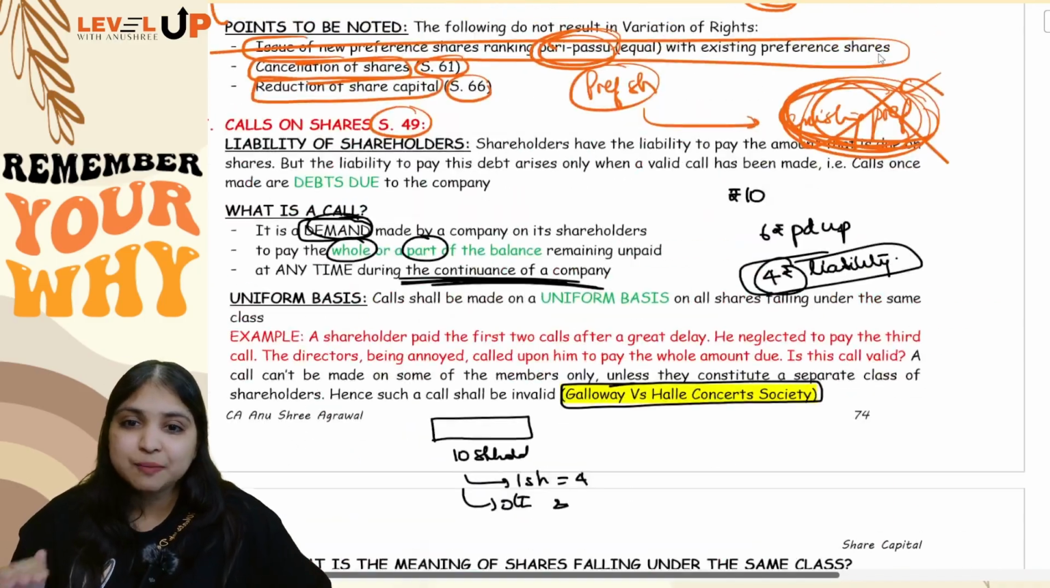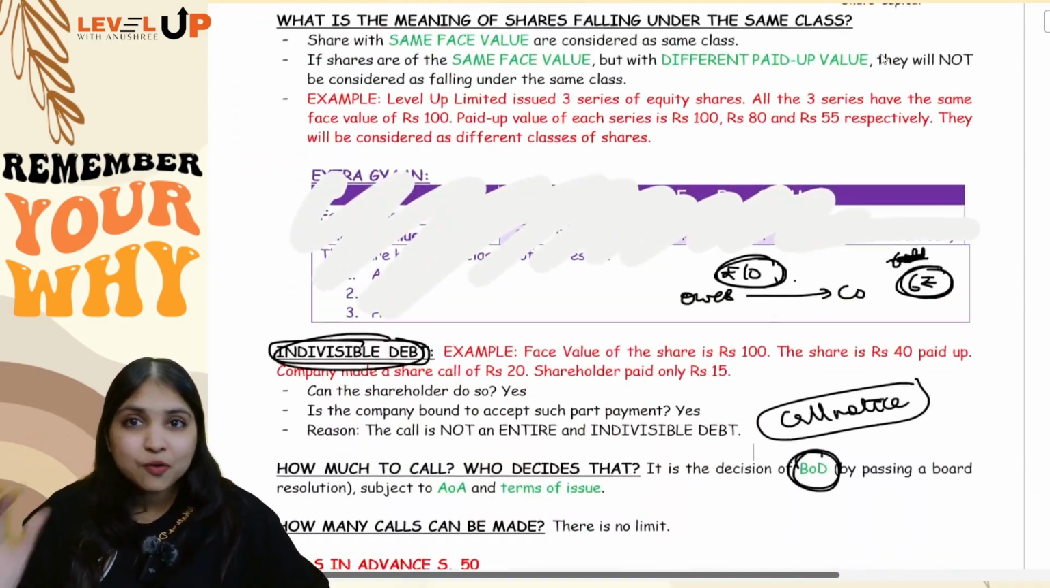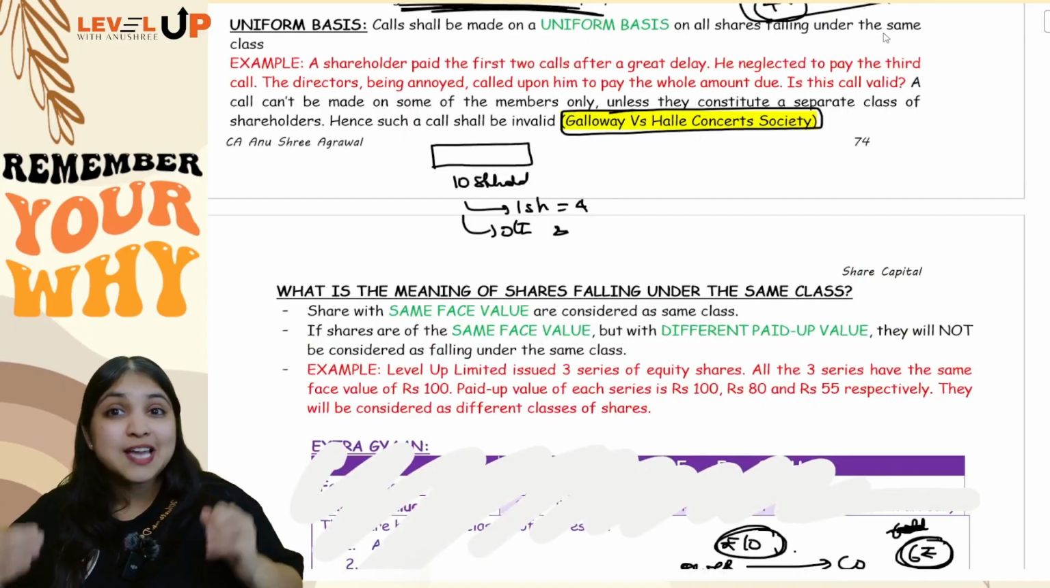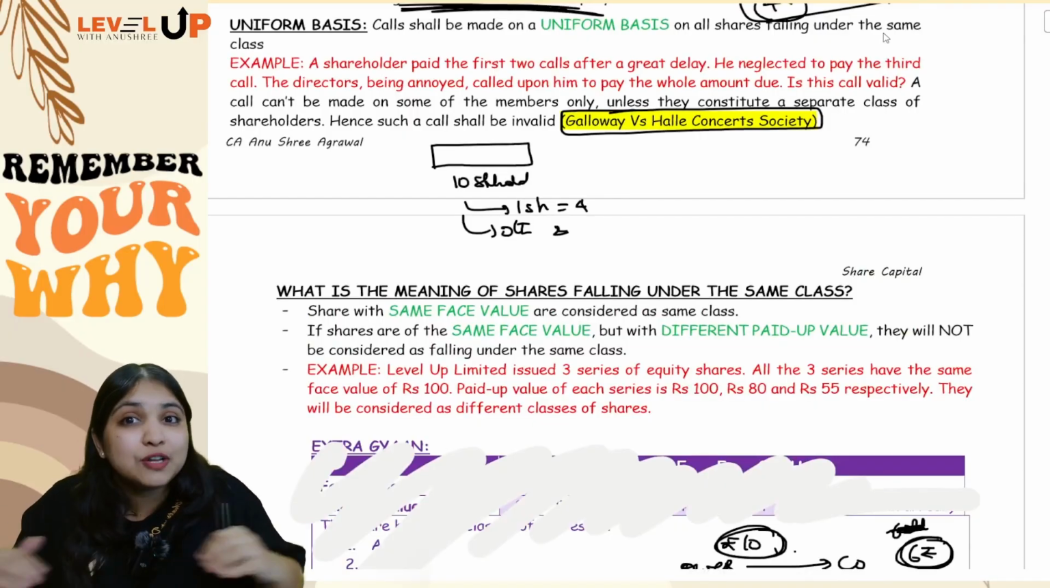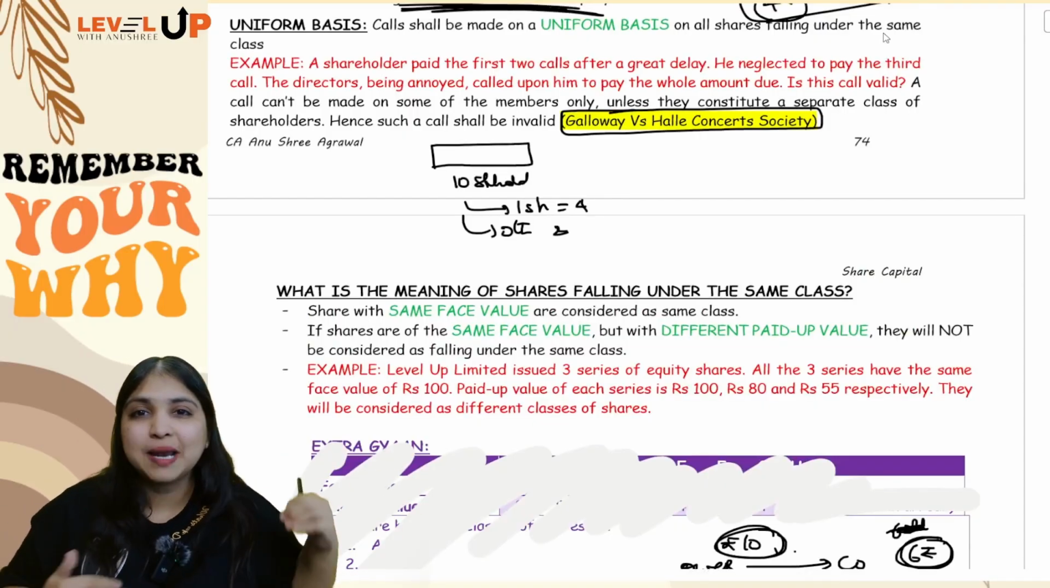So this was section number 49, guys, calls on shares. The most important point over here is that calls have to be made on a uniform basis against all the shares of that particular class.